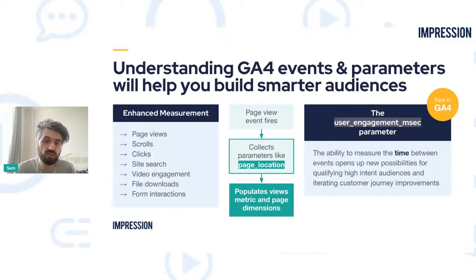The general process for how an event fires and how a parameter interacts with it is that the event takes place, like a page view. It collects extra parameters alongside that event, like page location, and sends that along with it.